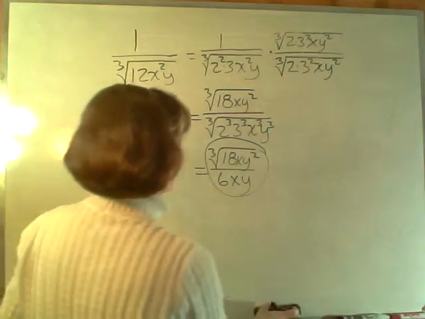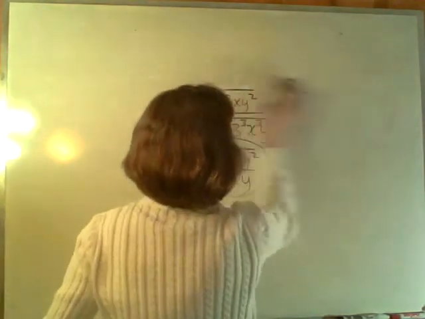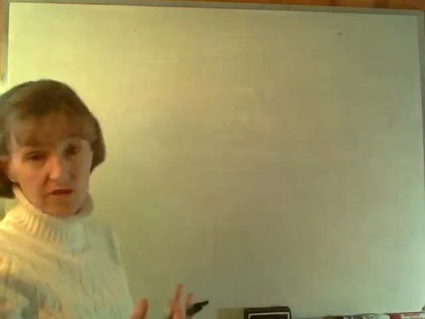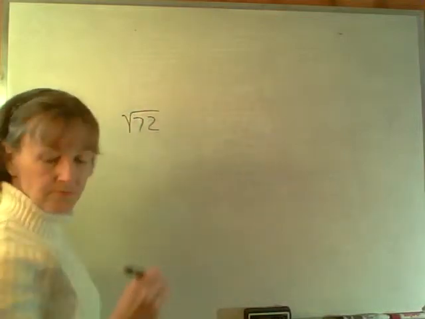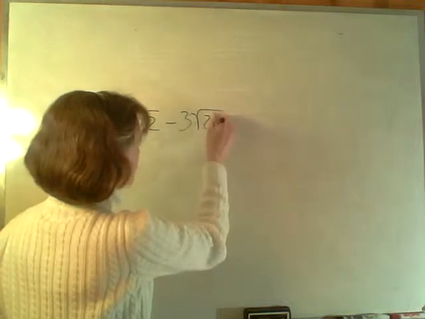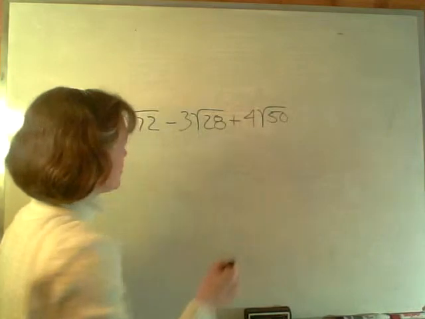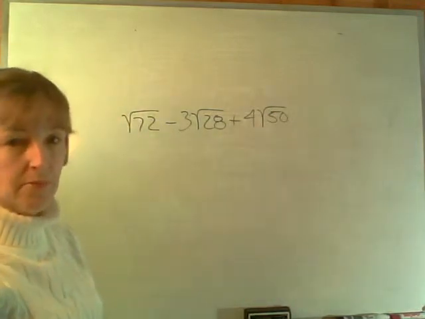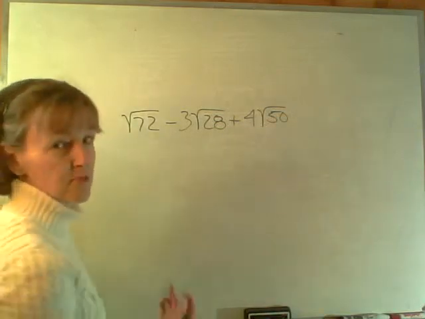Now, let's see when we might use this simplifying, rationalizing skill. Let's suppose that we want to combine these radicals that look very different from each other. Okay, we want to combine the square root of 72 minus 3 times the square root of 28 plus 4 times the square root of 50. Well, all of those radicals are different, so the way it's written, I can't do anything with it. But I need to simplify my radicals and then see if I can do something with it.